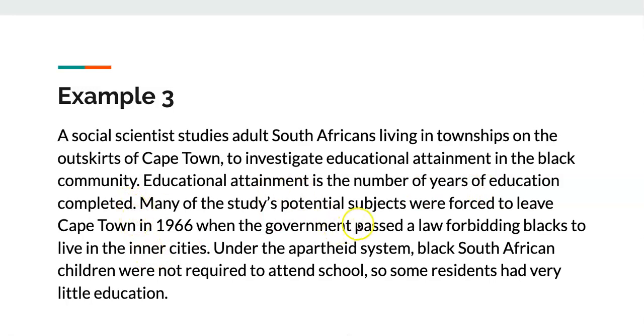Many of the study's potential subjects were forced to leave Cape Town in 1966 when the government passed a law forbidding Blacks to live in their inner cities. Oh my goodness. Under the apartheid system, Black South African children were not required to attend school. So if they're not required to attend school, they're not going to go to school. So some residents had very little education. Okay, now let's keep going.